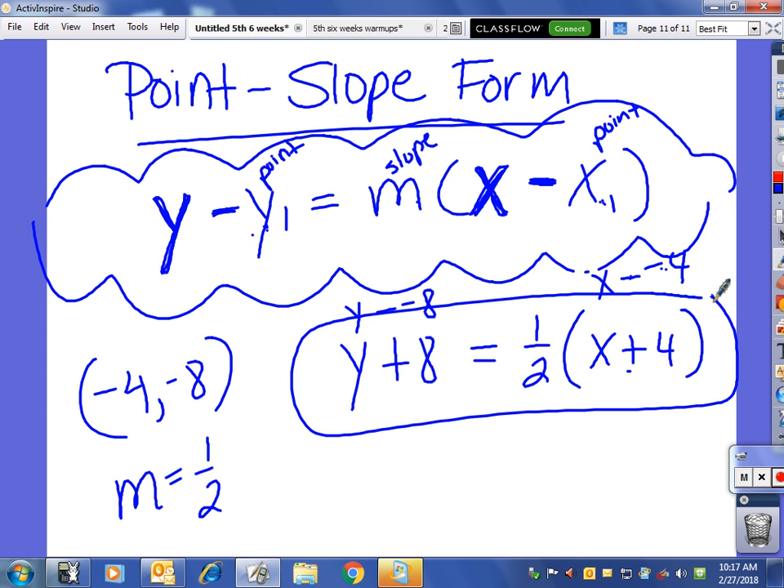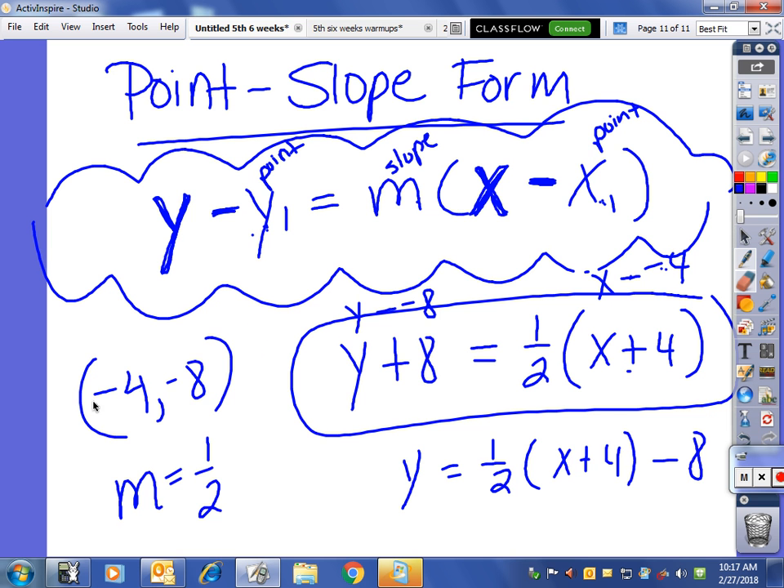You're just plugging it in. How can I modify it just a little bit to make it calculator friendly? Y equals 1/2 parentheses x plus 4 minus 8. That way I can at least stick it in the calculator. Alright, one more easy one before I kick it up a notch for you.